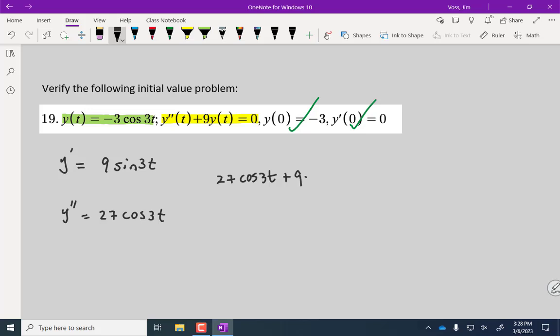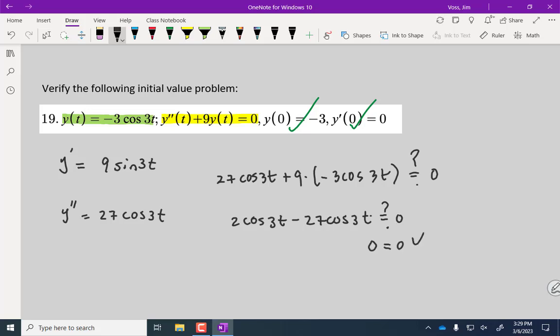Something seems fishy to me. Oh, I'm looking here. I should be looking there. 9 times negative 3. I'm like, wait, that's not going to be 27? Panic. Okay, so plugging in y, not y prime. I was staring at that. 9 times 9 is 81. That's not what we want, though. We want this. And sure enough, we have 27 cosine of 3t minus 27 cosine of 3t. Does that equal 0? Yes, we get 0 equals 0, so that checks. So that tells us that that function is, in fact, the solution.